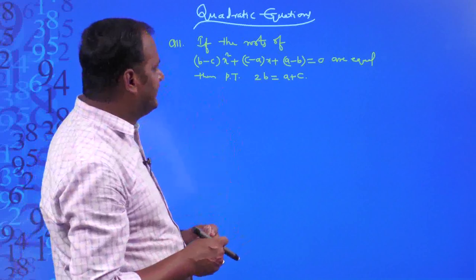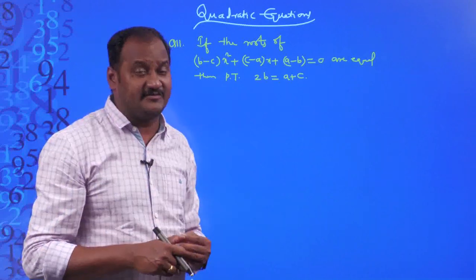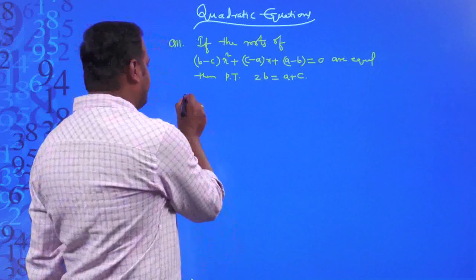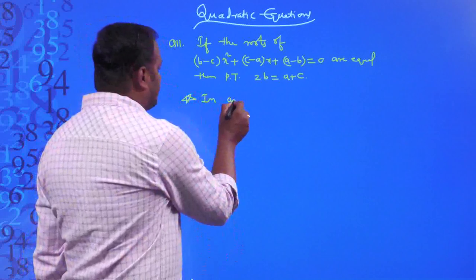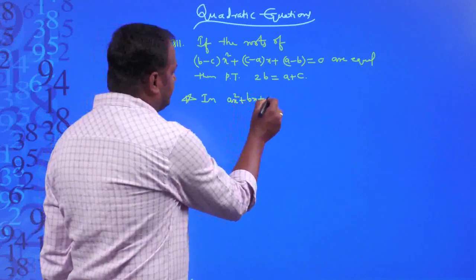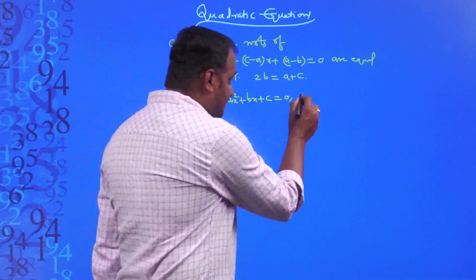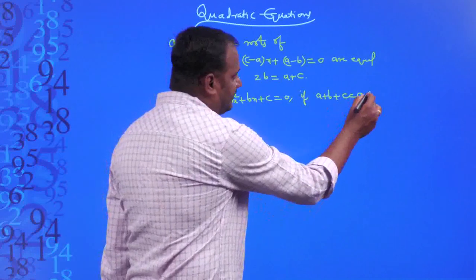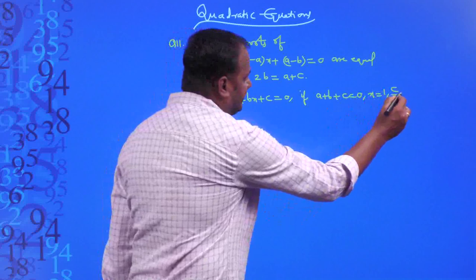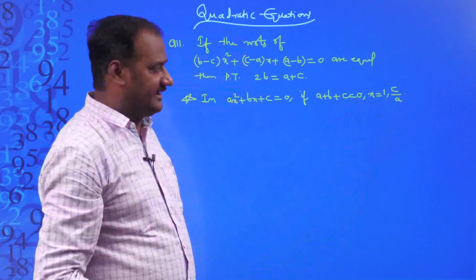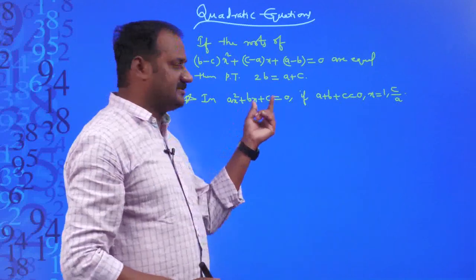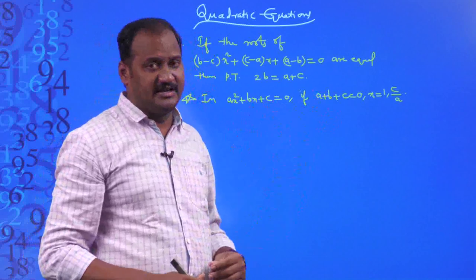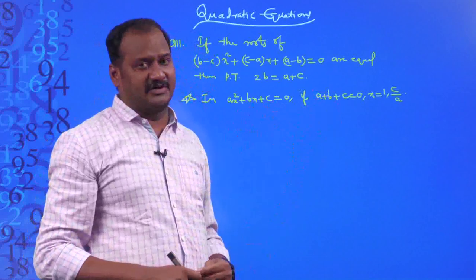But if you once think logically, we discussed about one special case of quadratic equations to find out the roots. What is that special case? In ax square plus bx plus c is equal to 0, if the value of a plus b plus c is equal to 0, then the roots are x is equal to 1 comma c divided by a. Have you remember this? Correct. In any quadratic equation, ax square plus bx plus c equal to 0, if a plus b plus c equal to 0, means the sum of the coefficients is equal to 0, directly you can say that the roots are 1 comma c by a.